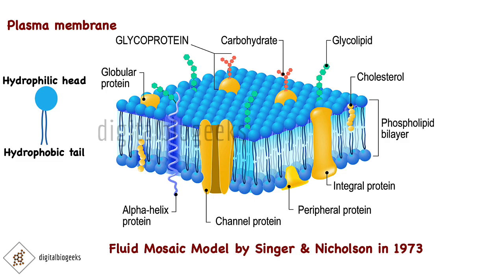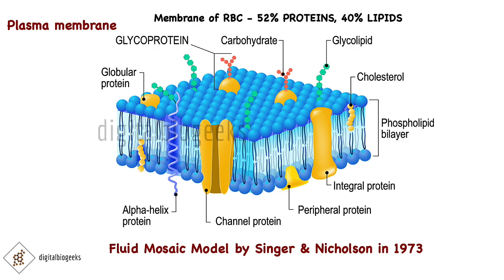In addition to the presence of phospholipids, the plasma membrane also contains cholesterol. Cholesterol regulates membrane fluidity by controlling the movement of cell membrane components. The cell membrane also possesses proteins and carbohydrates. In human beings, the membrane of RBC has 52% proteins and 40% lipids. Here you can see these are the carbohydrates. They are attached to the proteins in the cell membrane.